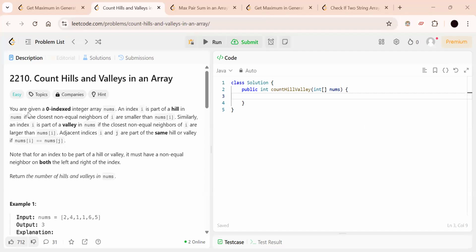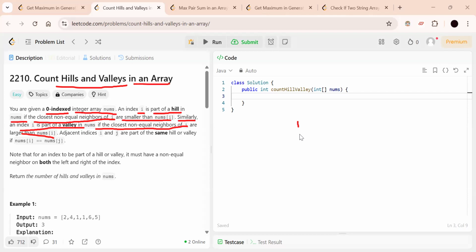Hello guys, welcome. Today we are here to discuss a question called Count Hills and Valleys in an Array. You are given a zero-indexed integer array nums, and index i is part of a hill in nums if the closest non-equal neighbors of i are smaller than nums[i]. Similarly, index i is part of a valley if the closest non-equal neighbors are larger than nums[i].